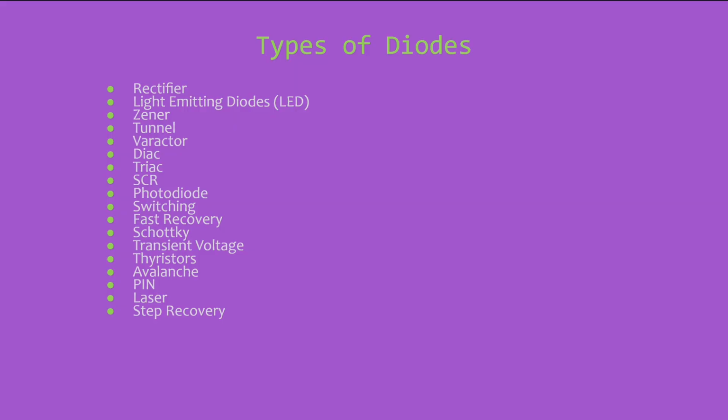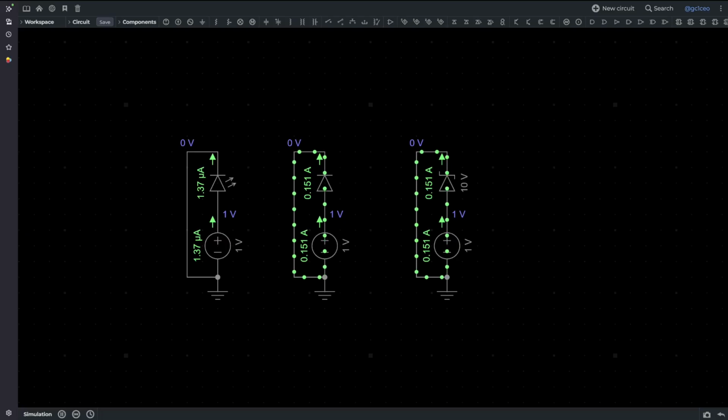We've got rectifier diodes, LEDs, Zeners, tunnels, varactors, diacs, triacs, SCRs, photodiodes, switching, fast recovery, Schottky, transient voltage, thyristors, avalanche, pens, lasers, step recoveries, among potentially others. All right, let's see what our options are in every circuit here.